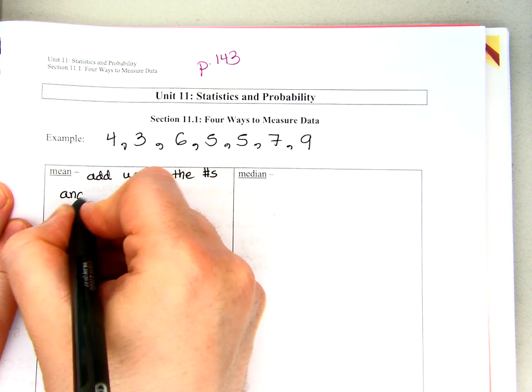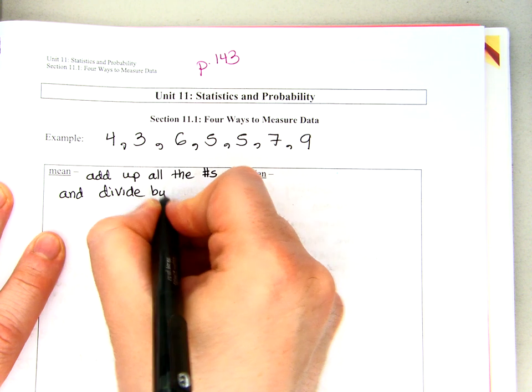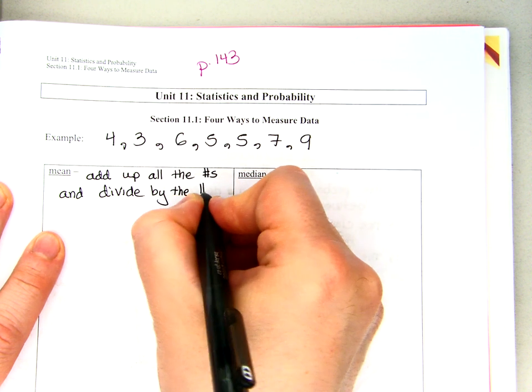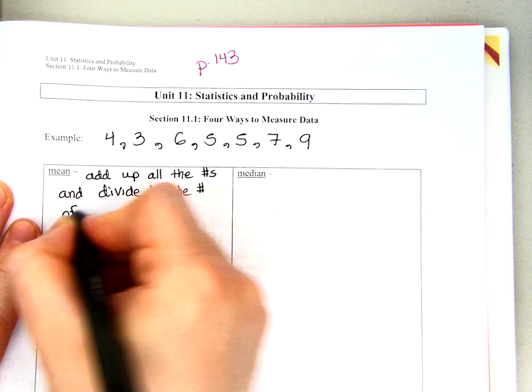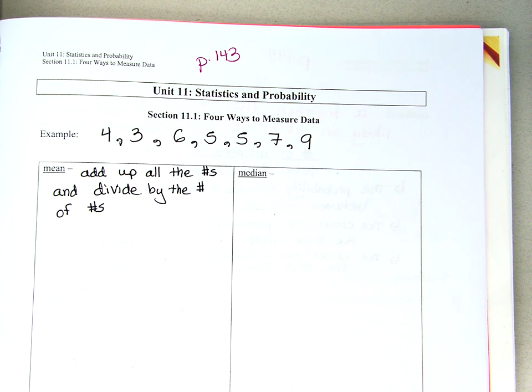and then divide by the number of numbers. To find the mean, make sure you're writing this down, we need to add up all the numbers and divide by the number of numbers.